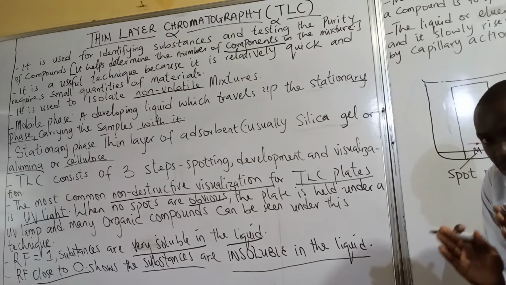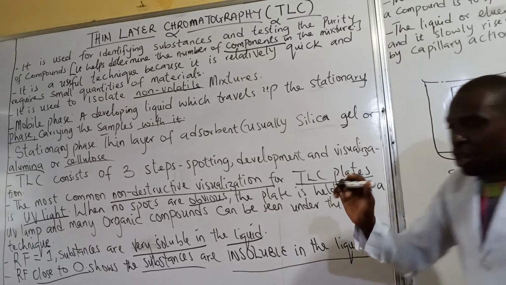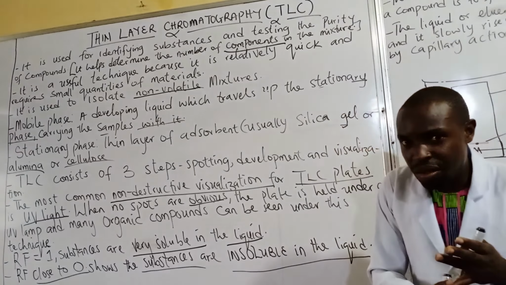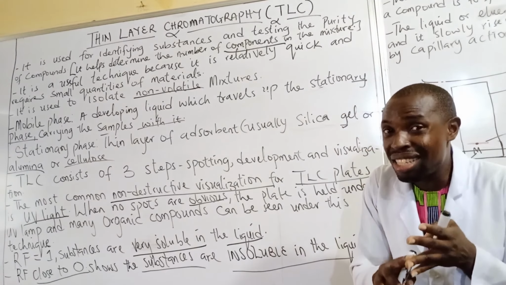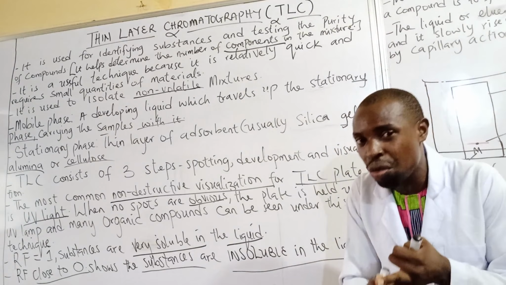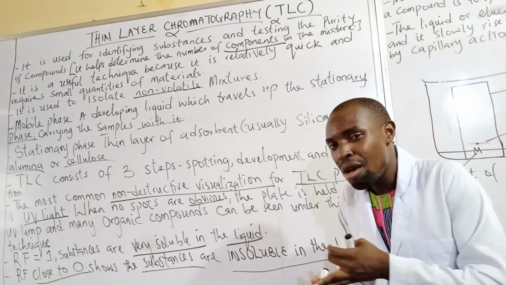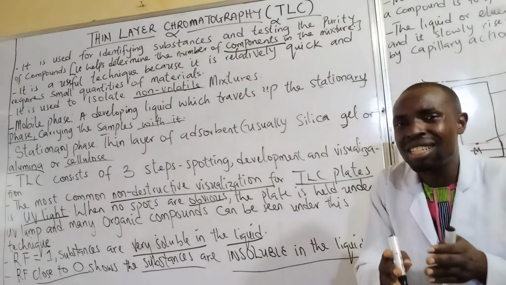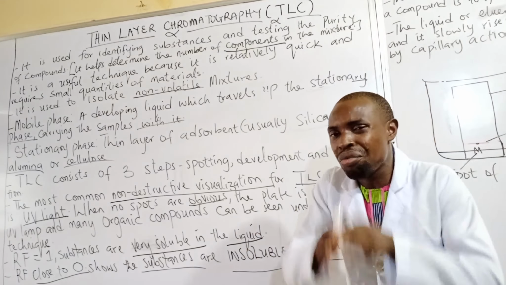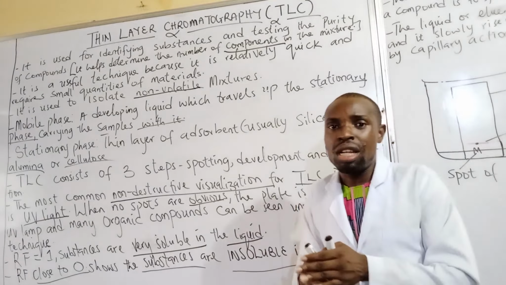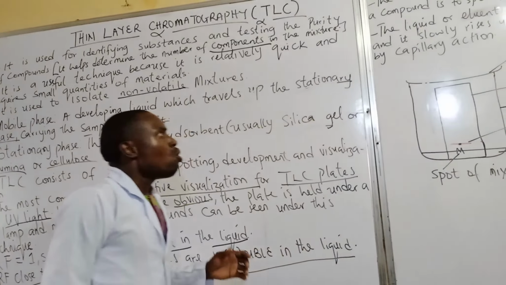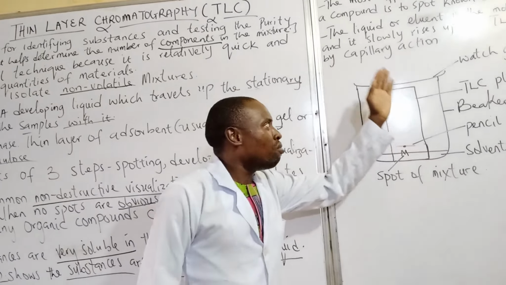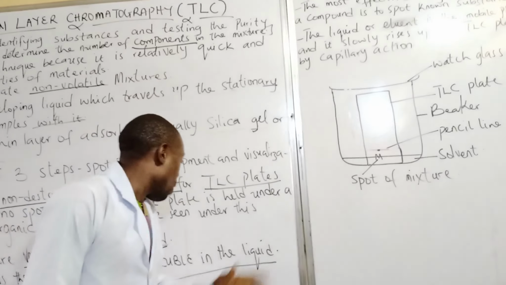Look at the 2 points. When your Rf is equal to 1, the substances are very soluble in what now? In the liquid. But when the retention factor is close to 0, it shows that the substances are insoluble in the what now? In the liquid. Now, straightway, we talk about some basic points here. Now, what are the points?